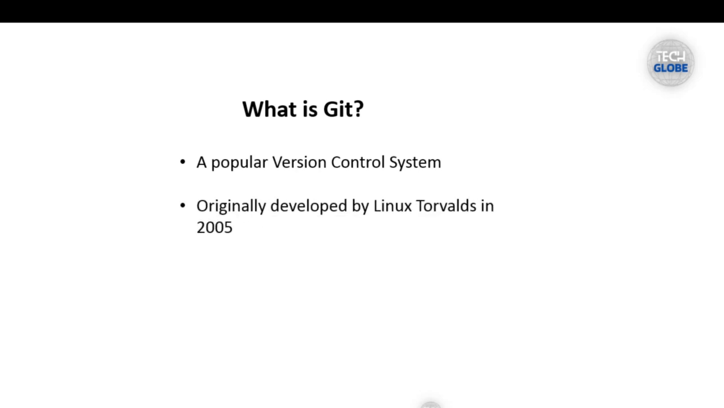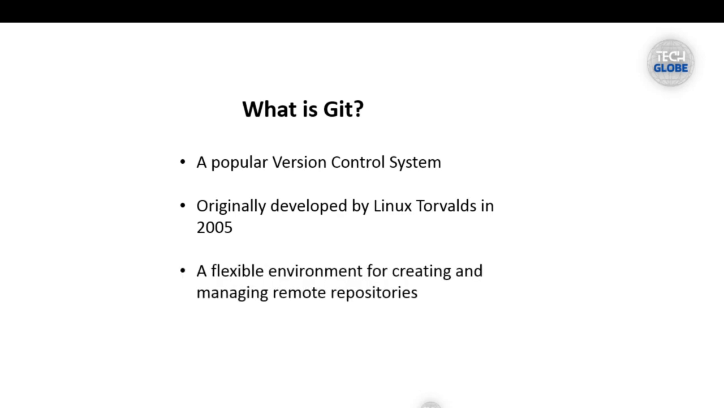Git was originally developed by Linus Torvalds in 2005. By the way, Linus Torvalds is the same person that developed Linux. Git is a flexible environment for creating and managing remote repositories.